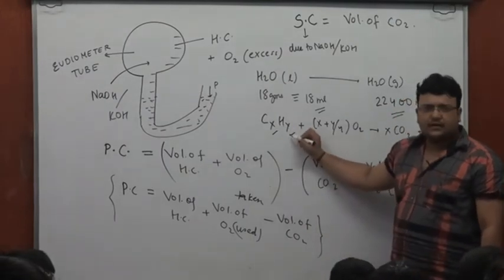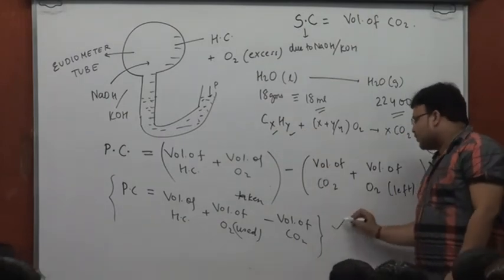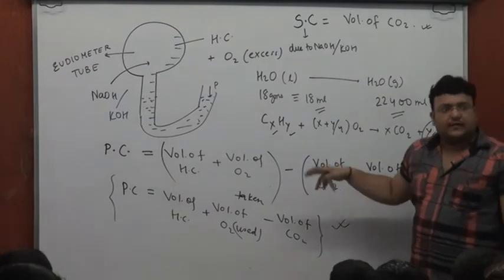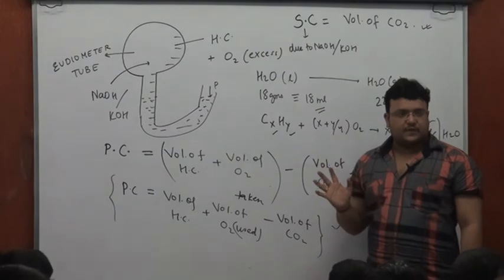Fair enough? To deduce the formula of the hydrocarbon, you have two variables, x and y. For solving two variables, you'll want two equations. One will come from primary contraction, another will come from secondary contraction. Using these two equations, you'll evaluate these two variables. Once you know x and y, you know the formula of the hydrocarbon. Simple as that.